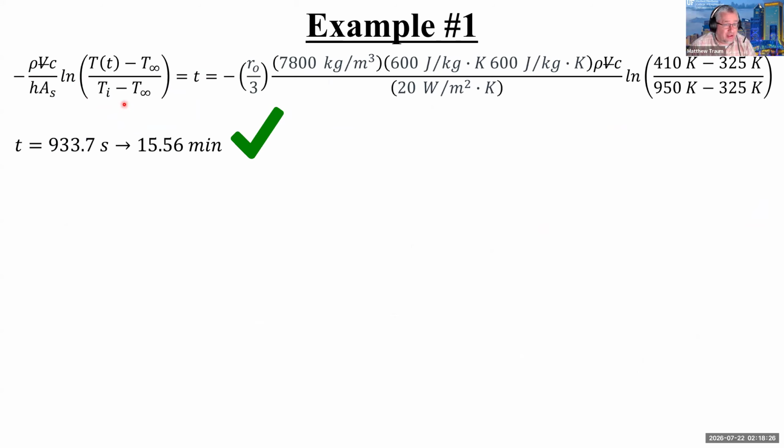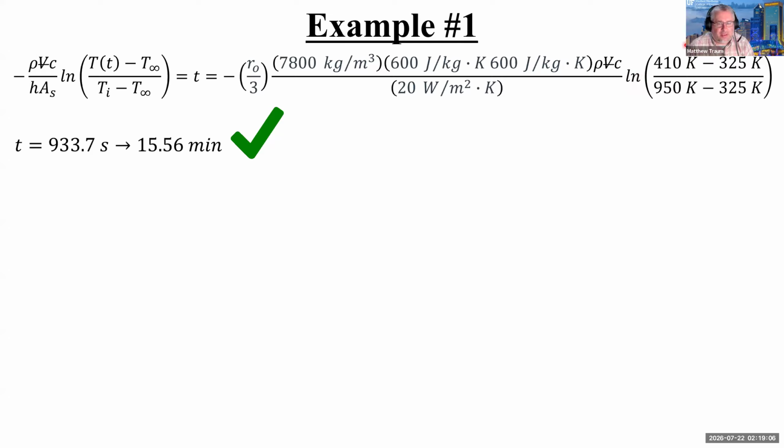So, pretty painless. V over A is R naught over 3. Density is 7,800. What did I do here? Okay. Let me fix that as well. There's an extra copy of 600 joules per kilogram Kelvin, and then rho V c ended up here, and it should have been taken away. And then in the denominator, we have just h, which is given as 20 watts per meter squared Kelvin.